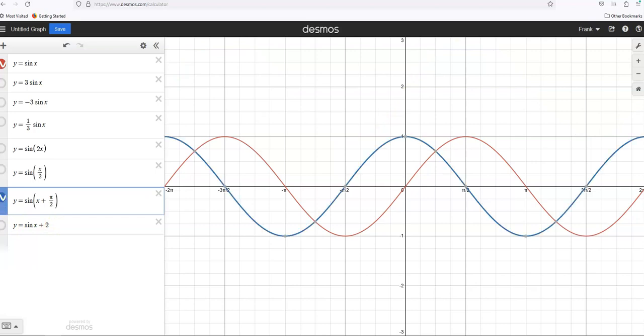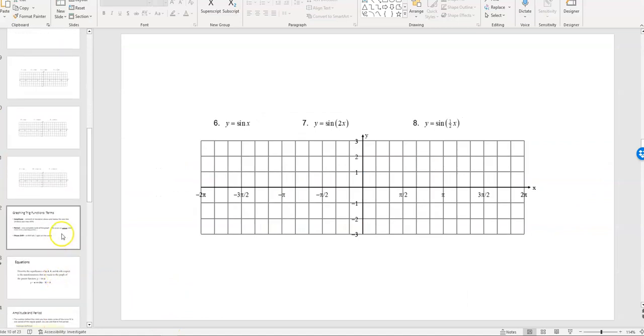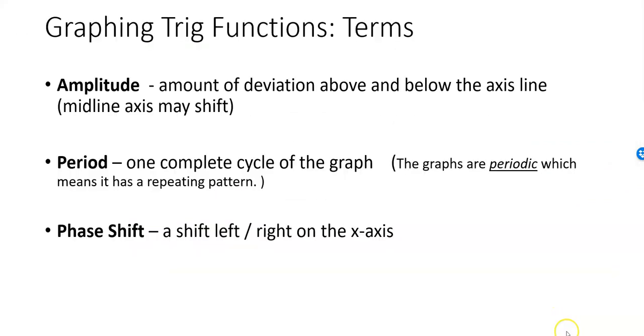So not drastically different from when you had those like y equals parentheses x minus 2 and then squared on the outside for those parabolas. It does the same thing here, right? It moves it in quote-unquote reverse of what you think. All right, so a couple of terms here. Coming to terms with trig.